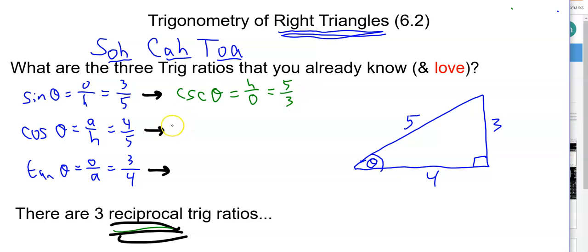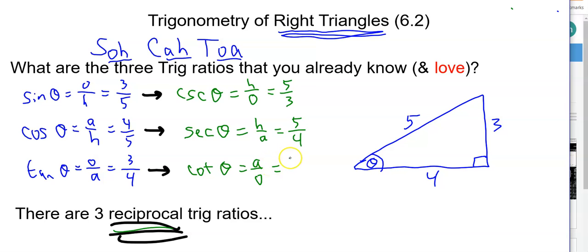The reciprocal of cosine is secant. So secant of theta, if you were a SEC football fan, that makes sense. The reciprocal of cosine is H over A. So this would be 5 over the adjacent side, which is 4, so 5 over 4, or just flip 4 over 5 there. And the reciprocal of tangent is probably the easiest to remember. This is called the cotangent. So the cotangent of theta, instead of O over A, it would be A over O. In this case, A is 4, so 4 over 3, which is the reciprocal of 3/4, the tangent.